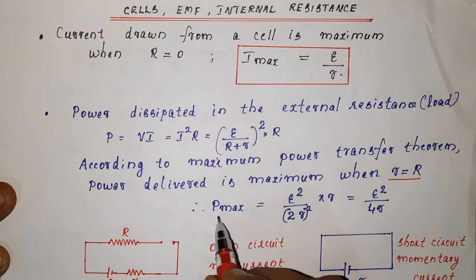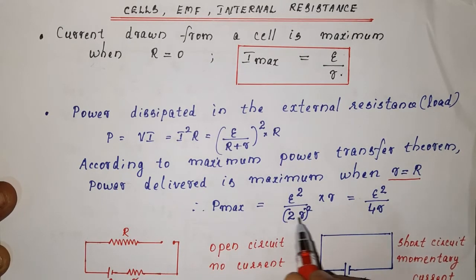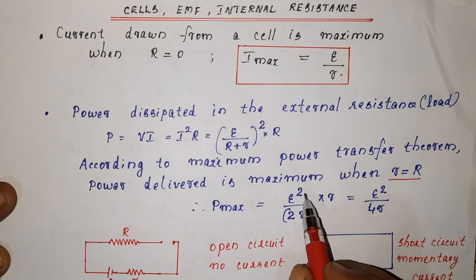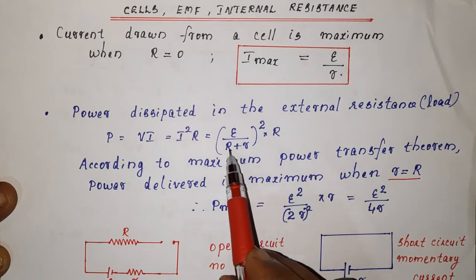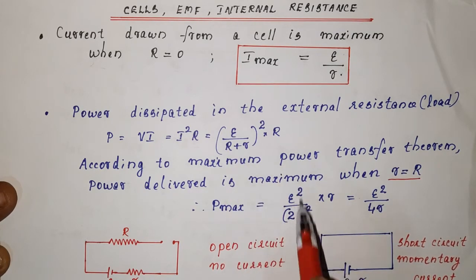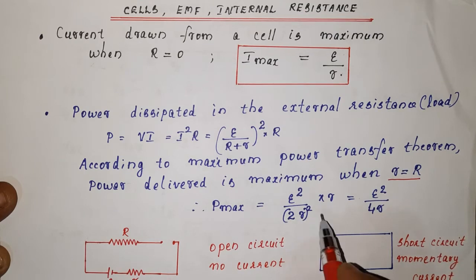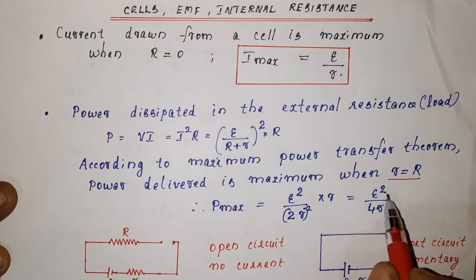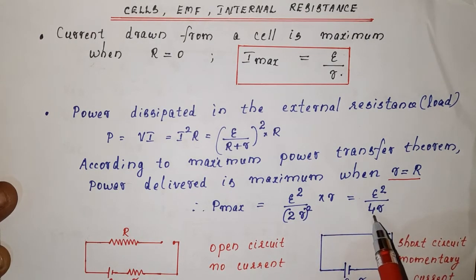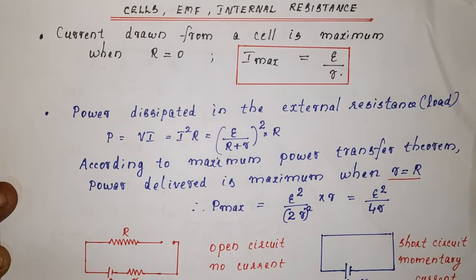When external resistance R is equal to the internal resistance r, the power transferred by the cell will be maximum. So the maximum power delivered will be equal to epsilon square divided by, putting capital R equal to small r, 2r whole square into r. So it is epsilon square by 4r. This is the expression for maximum power transferred.